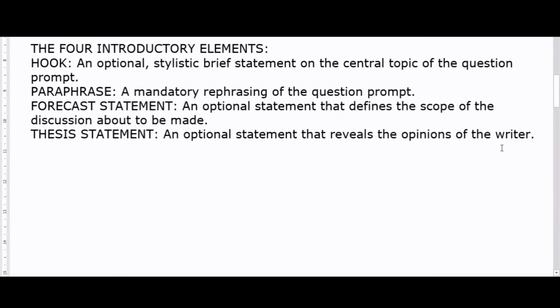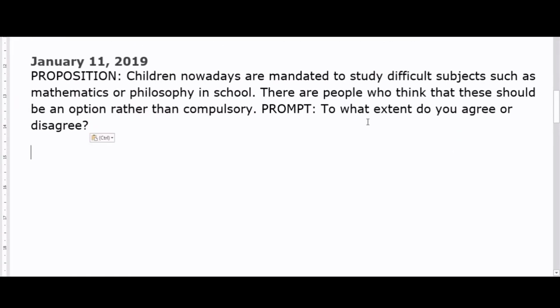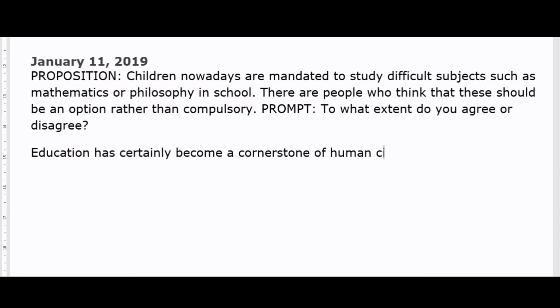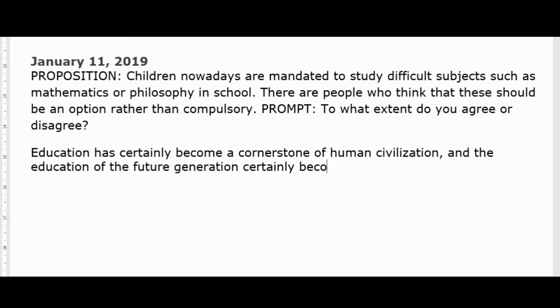So let's make another series of introductory elements out of that. Let's just copy paste it here. So this time I'm not going to label it accordingly. Okay, so my hook statement is going to talk about education. Education has certainly become a cornerstone of human civilization there, and the education of the future generation certainly becomes of paramount importance. That's a long hook statement by itself. Alright, and then I'm now going into the paraphrase.